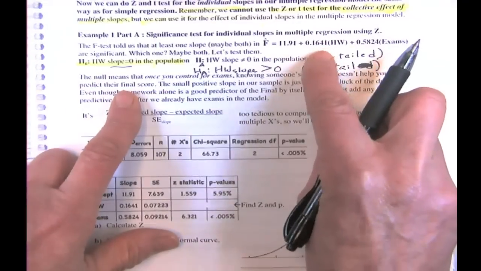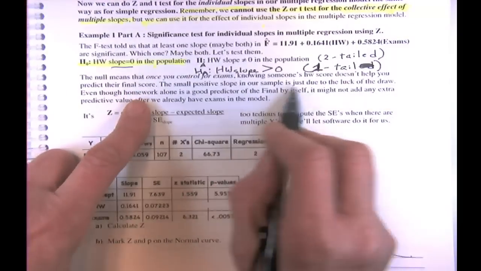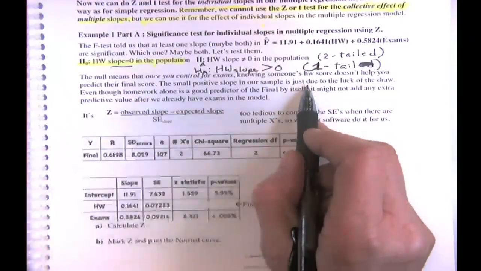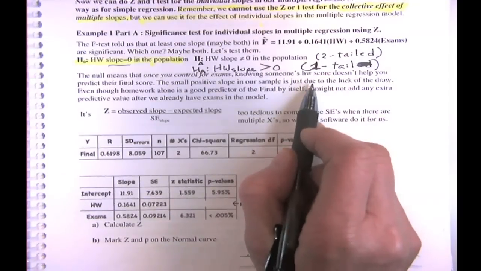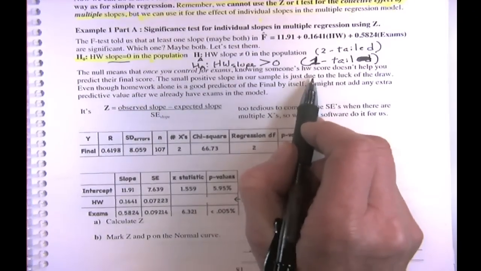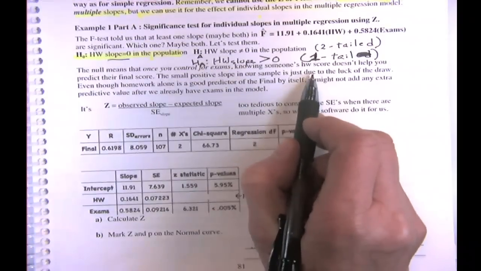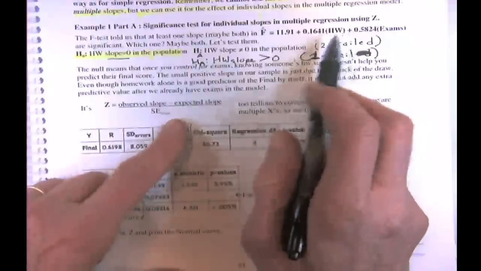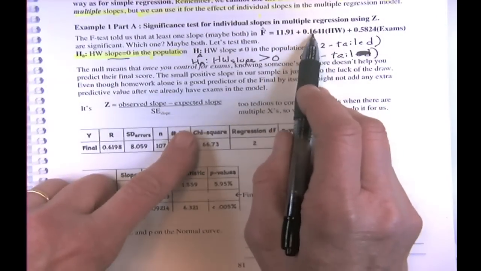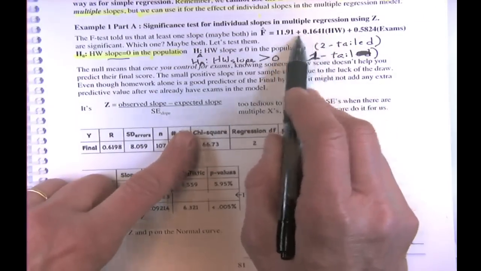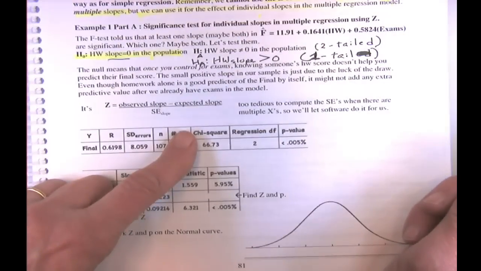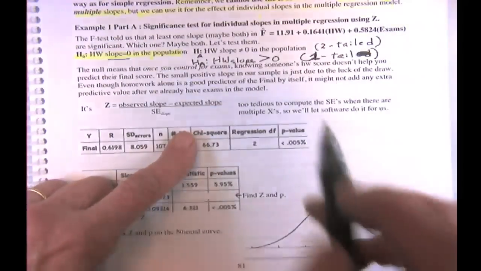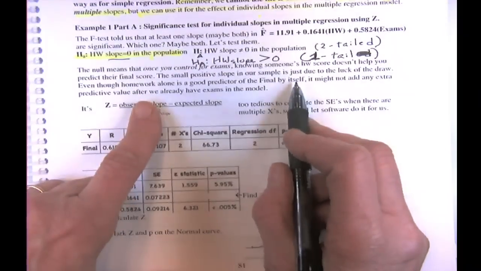value. Okay? The small positive slope, this is saying in our sample, is just due to what? The luck of the draw. Remember, the idea is that this is a random sample from what? From a much wider population, from like 2,000 or 3,000 Stat 100 students. And the null says that even though this is 0 in our population, we happen to just see this small slope in our sample. Does that make sense to everybody? And it's just due to the luck of the draw. That's what we're doing here. All right?